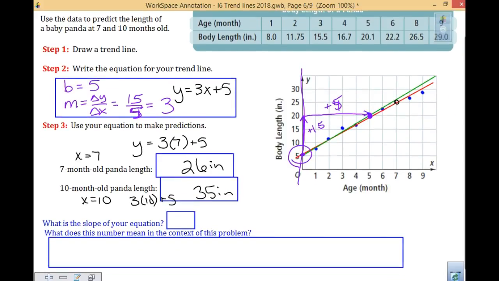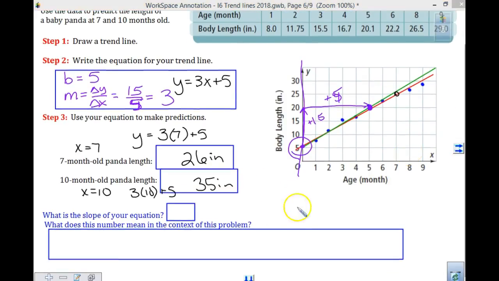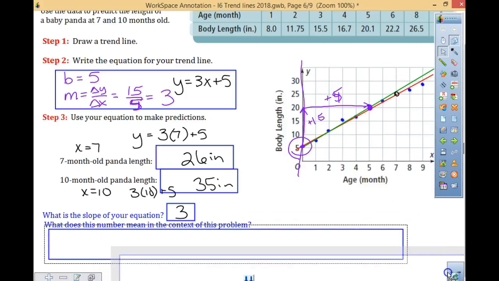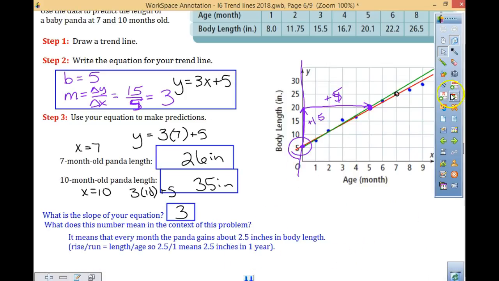So then the last question, this will be similar on your test for this unit. It's going to ask, what is the slope? We found our slope to be 3. And then it's going to say, what does this mean in the context of this problem? In terms of this problem, what is the 3 standing for? 3 what? 3 inches of growth in 1 month. Others had 2.5, but we had 3, so we're going to use 3. It means that every month the panda gains about 3 inches in body length.